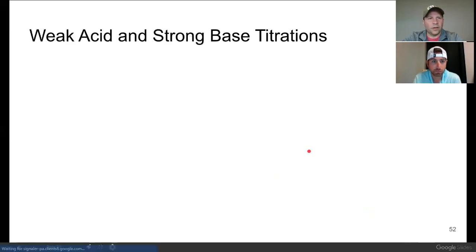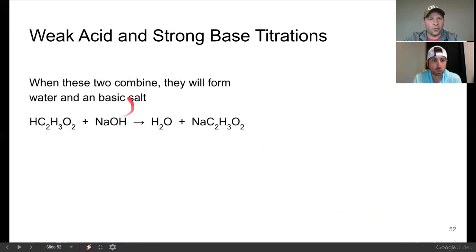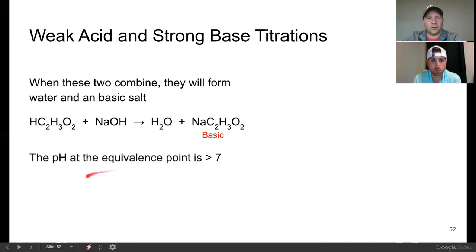All right. Last one, Mr. Wing. Weak acid, strong base. Boom. Here we go. When these two combine, what kind of salt are they going to have? Basic. Strong base, weak acid is going to have a basic salt. So here's a weak acid, here's a strong base. That means this salt right here is basic. At the equivalence point, the only things left are products, because both of these have run out. You will have a basic salt and, of course, neutral water, which means the pH at the equivalence point should be greater than 7, right?